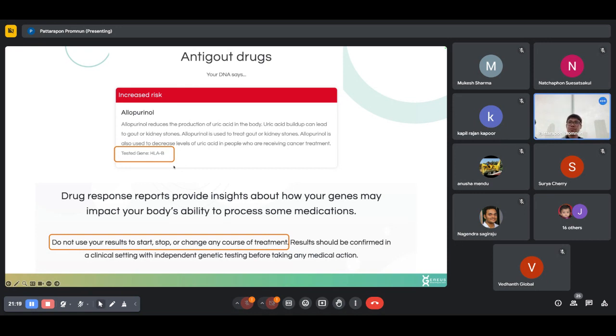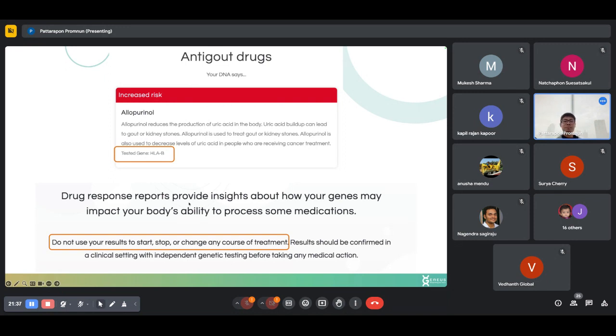We can tell the doctor that my body is a little bit sensitive, so at least we can avoid this drug. That's the main point. Actually, we have a caution that you must not change your drug by yourself, but you have to use this report to consult with your doctor first.